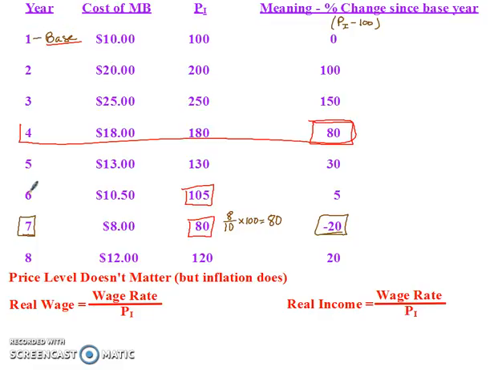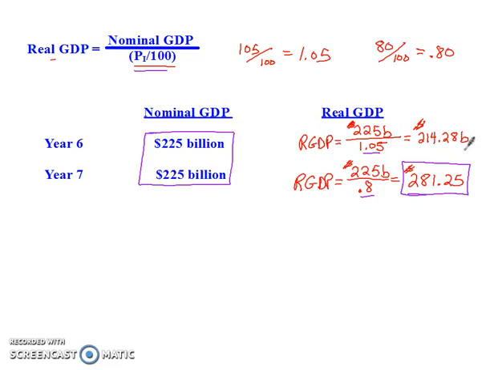Okay, so both of these, year 6 and year 7, are being connected back to year 1 so that we can compare them to each other, and we find that real gross domestic product was higher in year 7 than it was in year 6. It was higher in year 7 than it was in year 6.